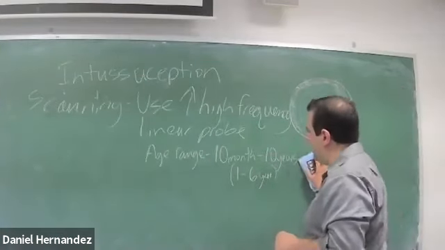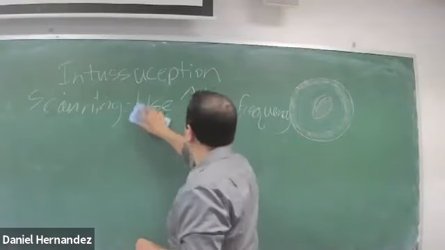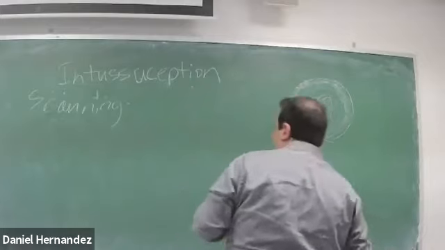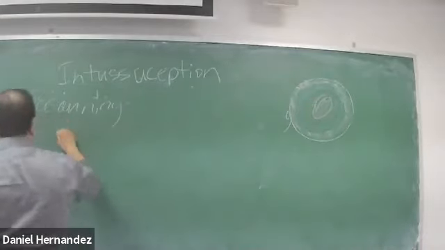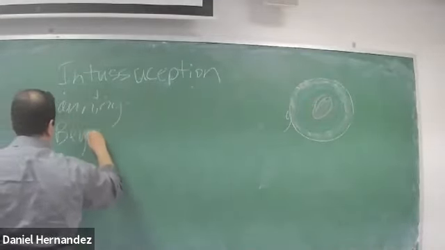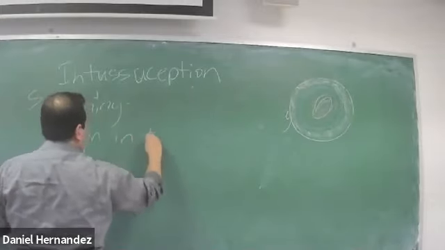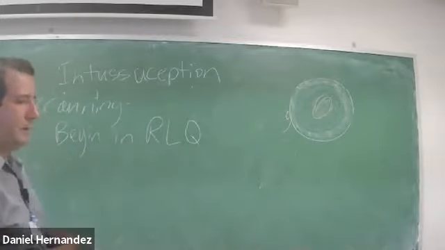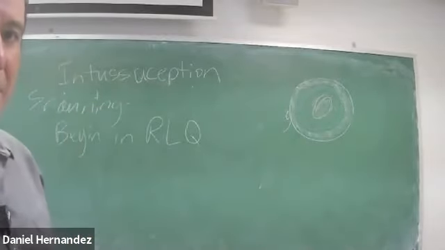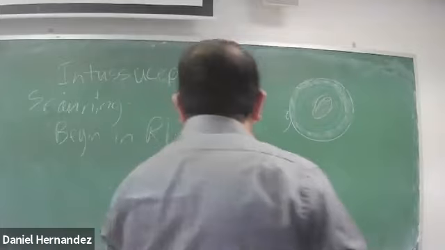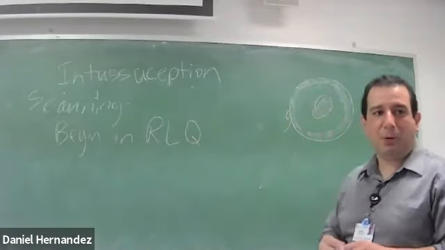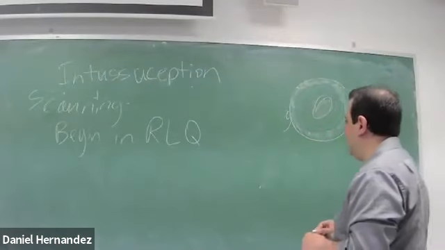We're going to use our high frequency transducer. Again, right lower quadrant. The reason we begin in the right lower quadrant is because that is one of the more common places for an intussusception to develop.